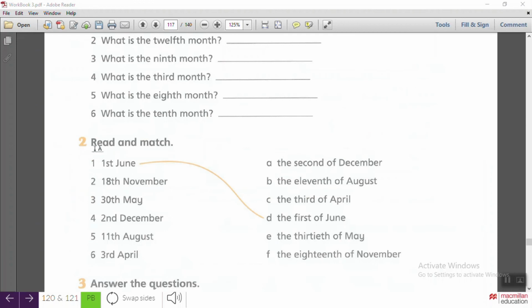In question number 2, read and match. Okay, you have to read the number and match it to the correct letter. For example, here, first, the 1st of June. It's matched to the 1st of June. It's the same, but it's written in a different way. It's the same date, but it's written in a different way. We have two ways to write the date.